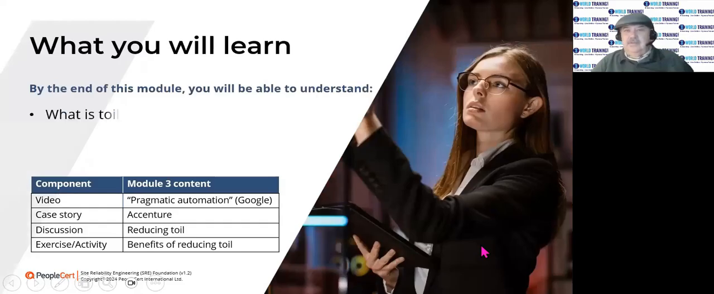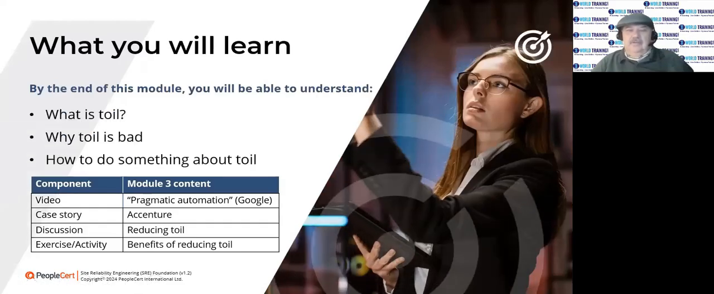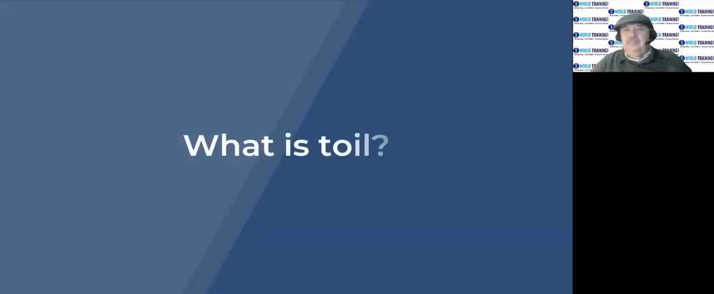The structure is the same as all the other modules. We'll have a video from Google again, this time a different person, talking about some of the pragmatic aspects of automation, a case story from Accenture, and a discussion about reducing toil and activity around understanding the benefits of reducing toil. So let's start with what is toil?